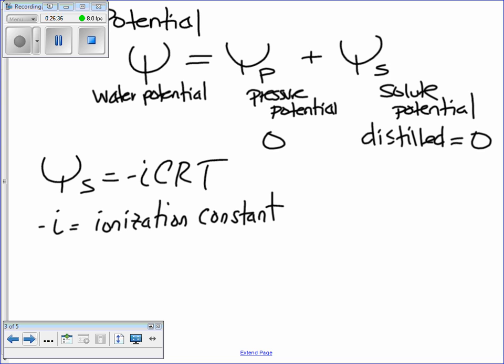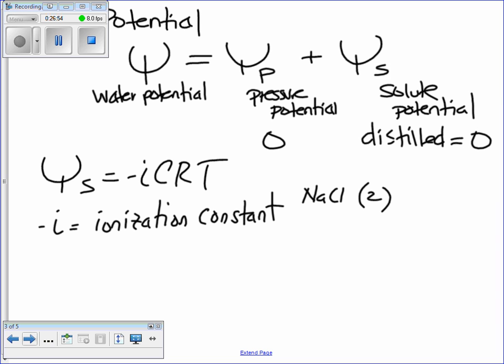And really, what that number is, is how many ions the molecule breaks into when it's put into water. So for example, if I put table salt, sodium chloride, into water, it breaks into how many ions? 2. So the ionization constant is 2.